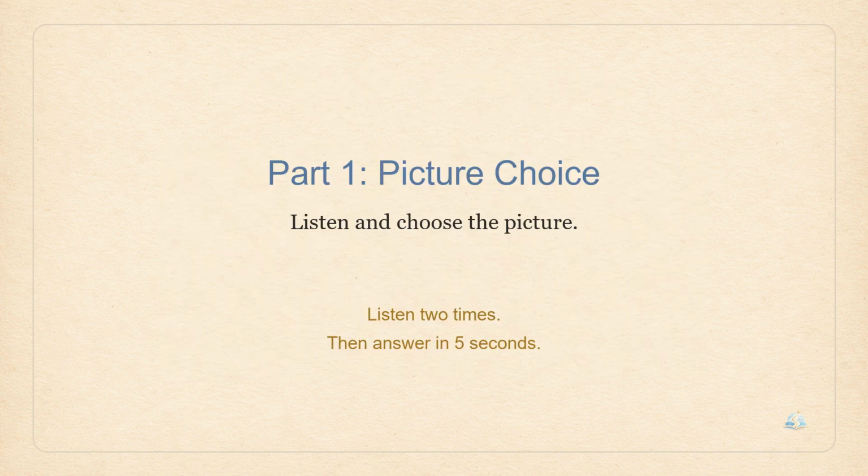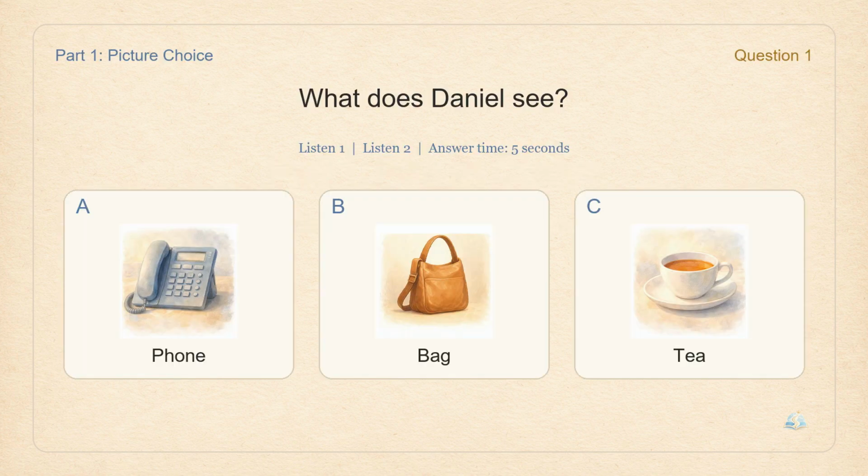Listen and choose the picture. Listen 1. Daniel sees a phone lying on the bench near the big tree. Listen 2. Daniel sees a phone lying on the bench near the big tree.